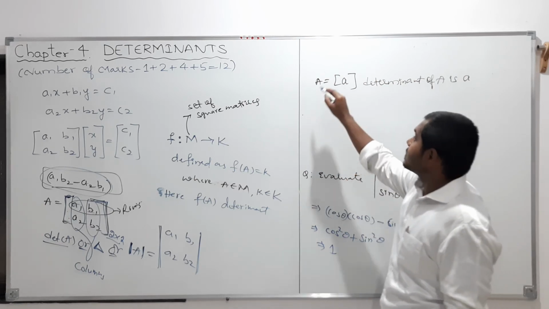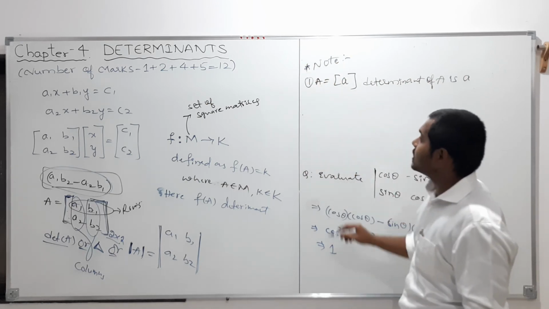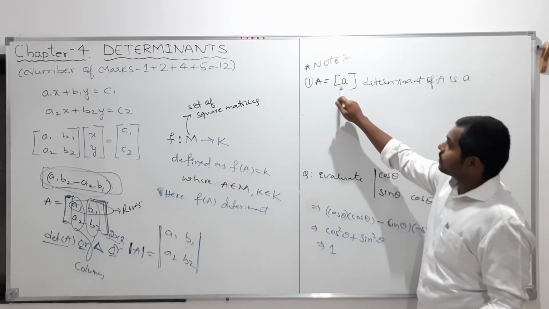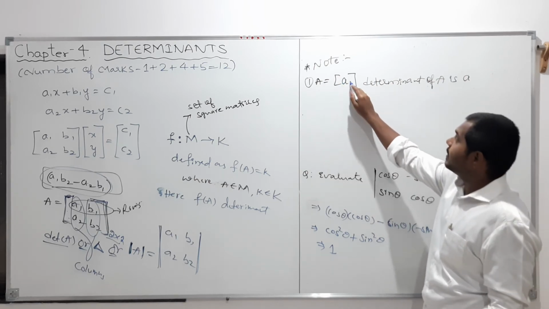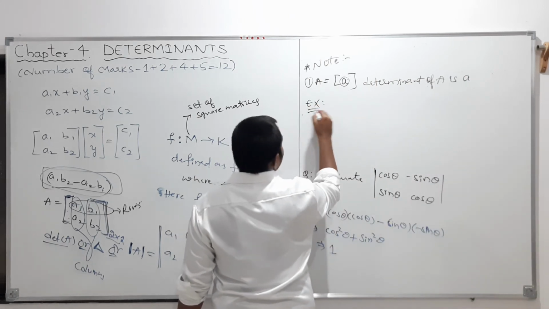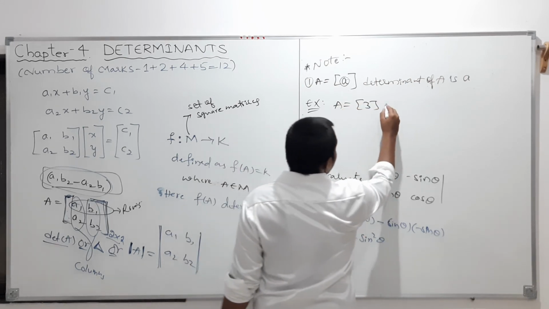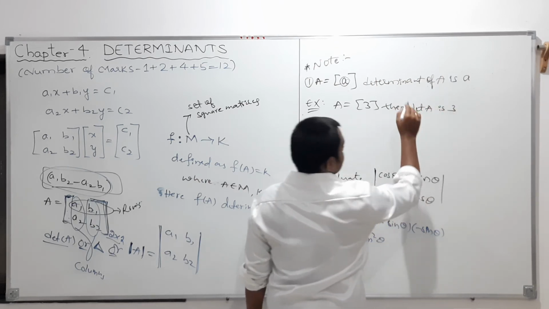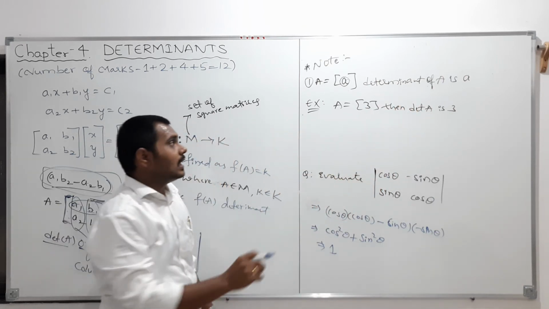Clear? Please note it down. So what is the note, my students? If the given matrix is of the order 1, then the determinant of A is the element itself. Whatever we have, the element itself. For example, if A is equal to 3, then my dear students, the determinant of A is 3 itself. Whatever element is there inside the bracket, that element itself is the determinant value of the given matrix.